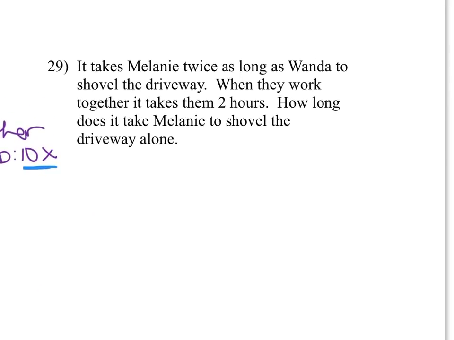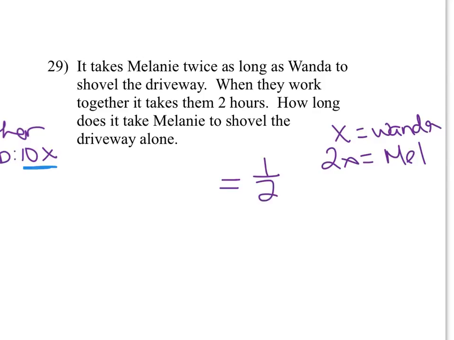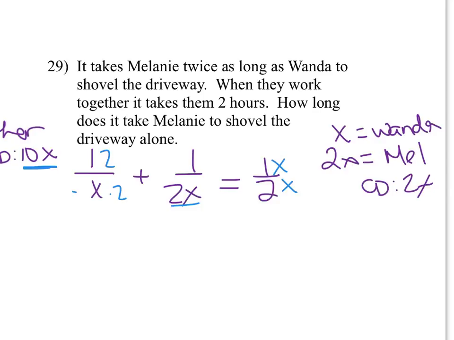So Melanie takes twice as long as Wanda. So x is Wanda. Melanie takes twice that. So when they work together, it takes them 2 hours. So together is over here, just 2 hours. But alone, we've got Wanda and Mel. So looking here, the common denominator to me would be 2x. So this one's already 2x, this one needs an x, and this one needs a 2. So these are all now 2x.